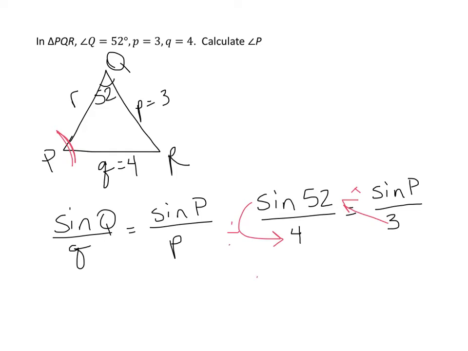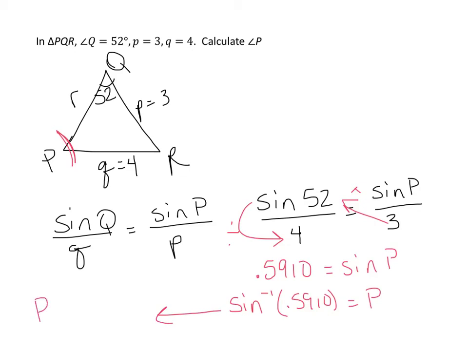This gives me 0.5910 is equal to the sine of P. So in order to find angle P, remember we have to take the inverse sine of the function. So we'll take inverse sine of 0.5910, and that's going to equal angle P. We calculate that angle P is equal to 36.229 degrees.